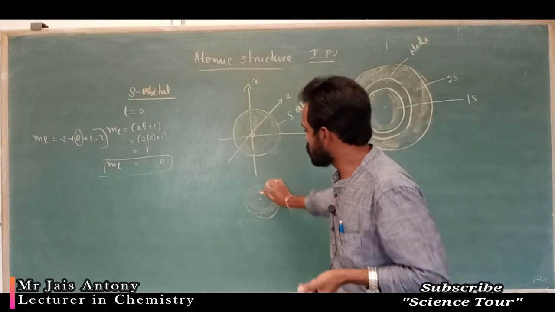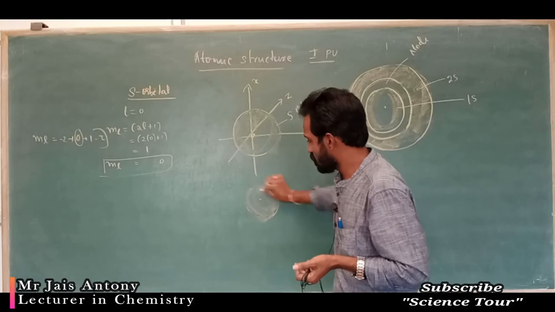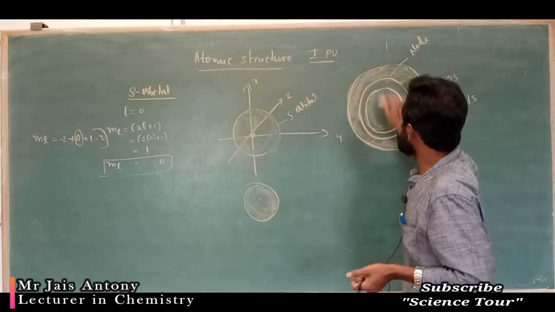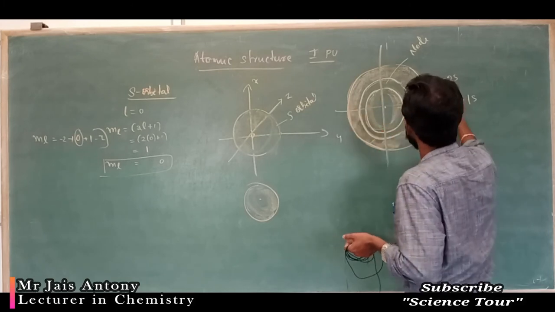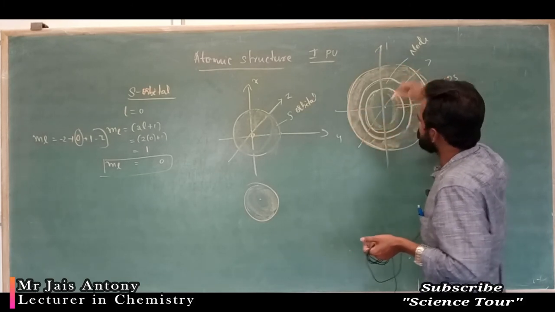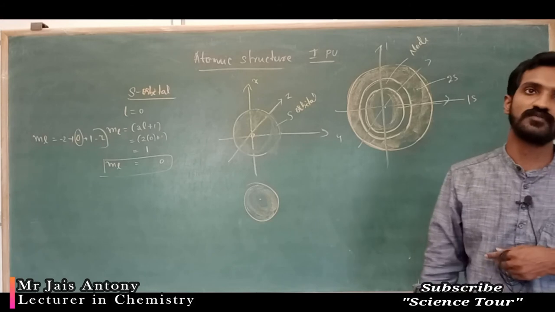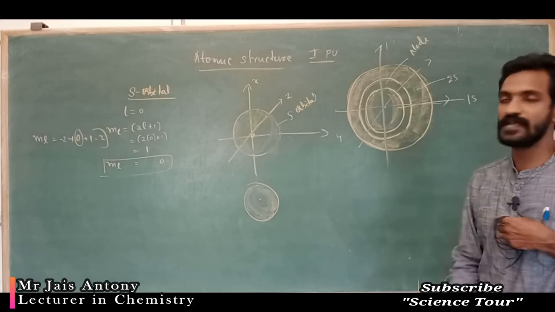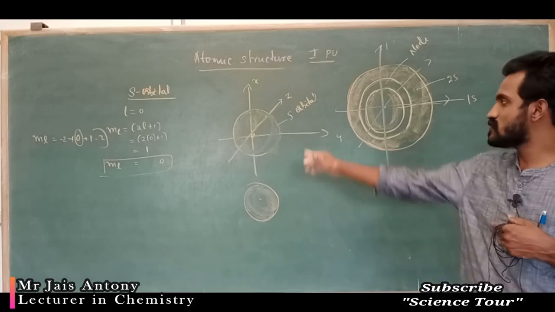1s alone, you just write like this, over. If you are writing axes, x axis, y axis, z axis, all the axes you write, but there is no axis for s orbital, that is spherical in shape. Everywhere electron density is the same, okay? Please note down these two structures.